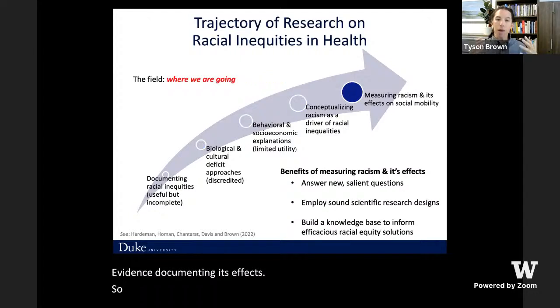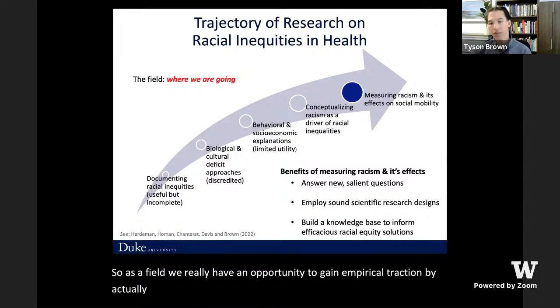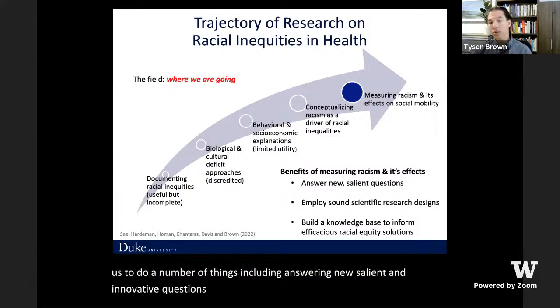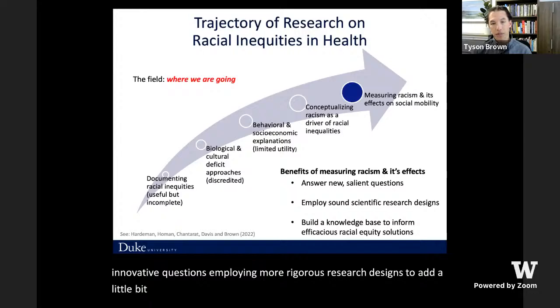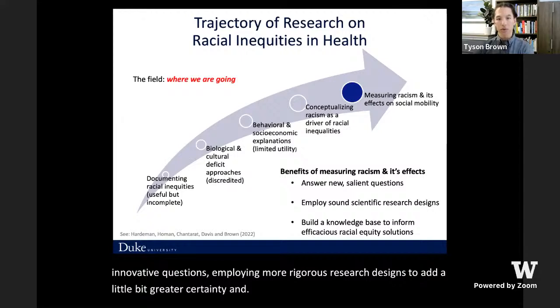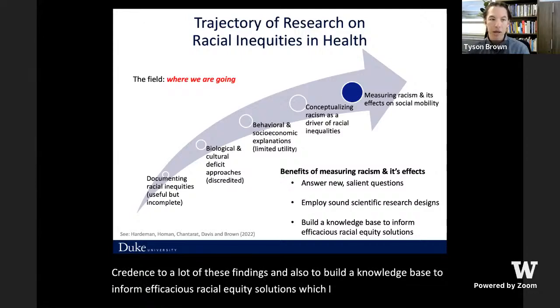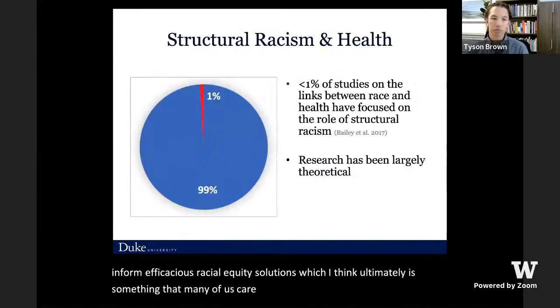So as a field, we really have an opportunity to gain empirical traction by actually measuring structural racism and its effects on health. And this will enable us to do a number of things, including answering new, salient, and innovative questions, employing more rigorous research designs to add a little bit greater certainty and credence to a lot of these findings, and also to build a knowledge base to inform efficacious racial equity solutions, which I think ultimately is something that many of us care about.